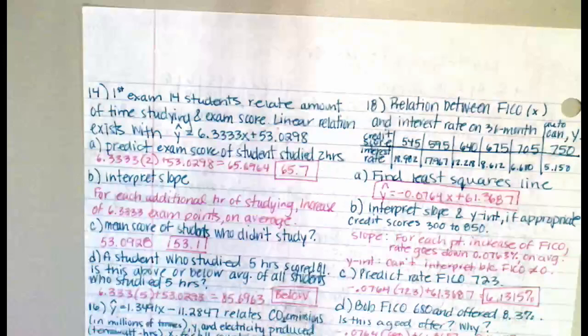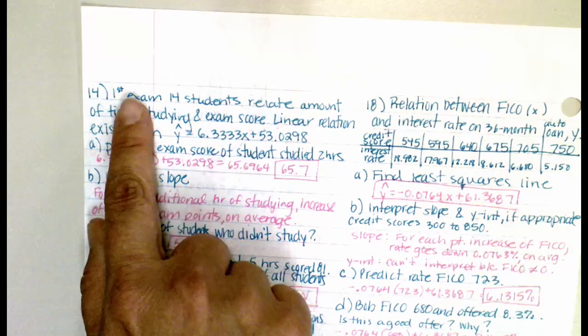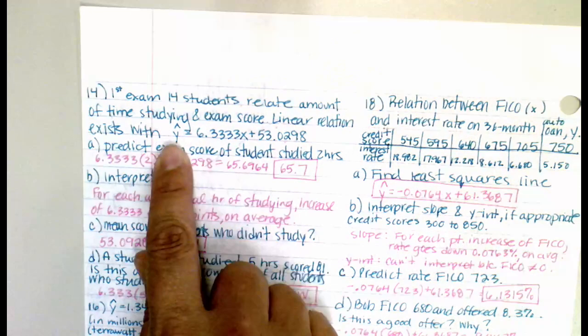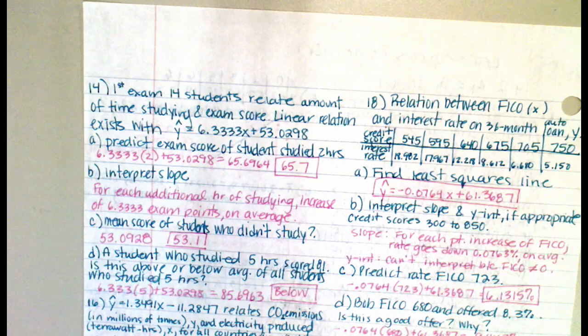All right. So number 14 was the problem about the study time and exam scores. It says after the first exam, 14 students were surveyed, and their data was collected to determine the relation between the amount of time spent studying and the exam score. The professor found that the linear relation that exists was this. So this was given to you, the y hat with those particular values for the least squares regression line.